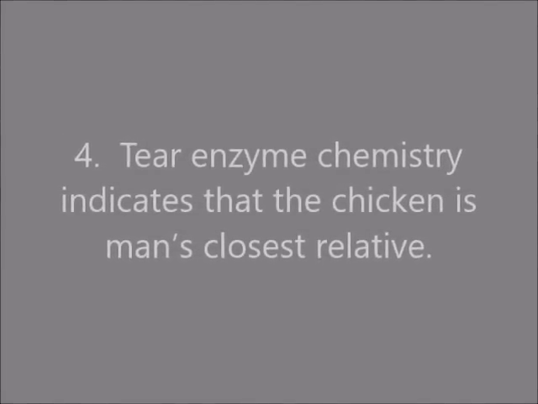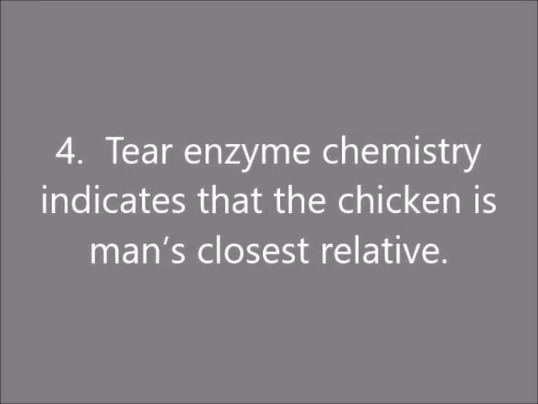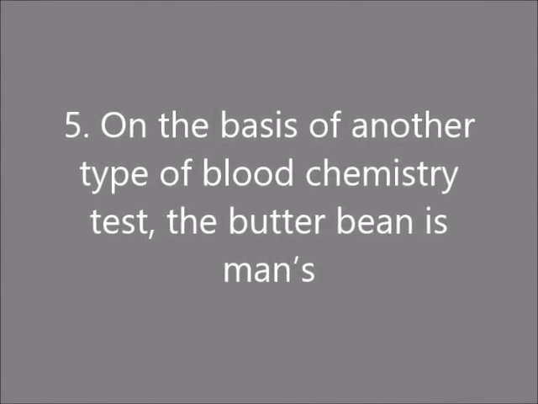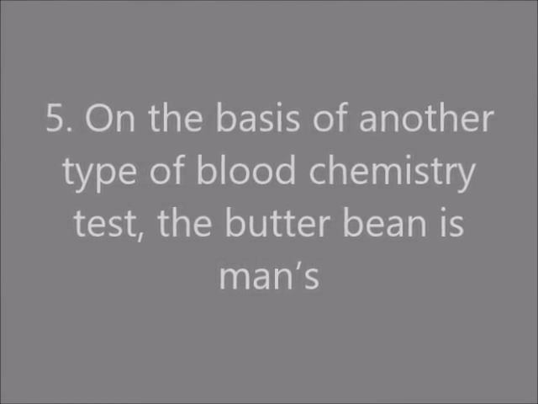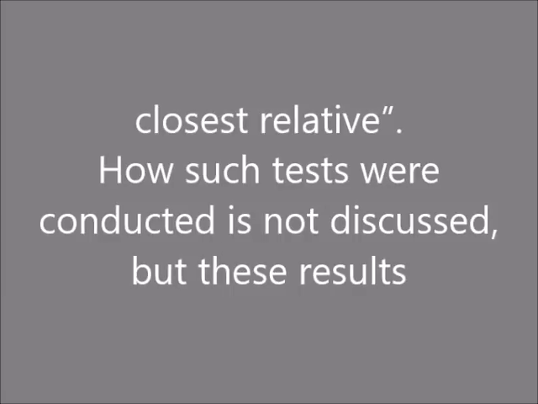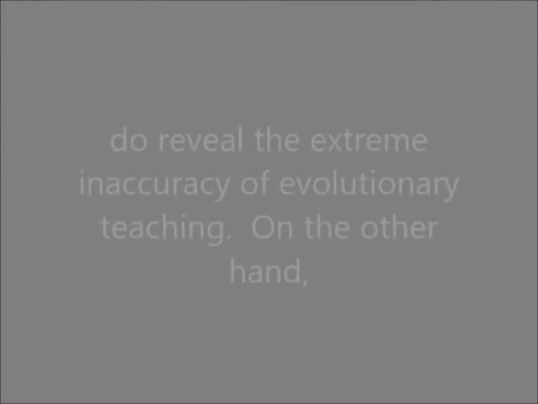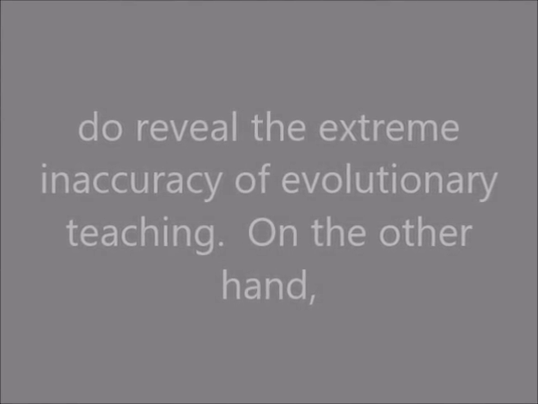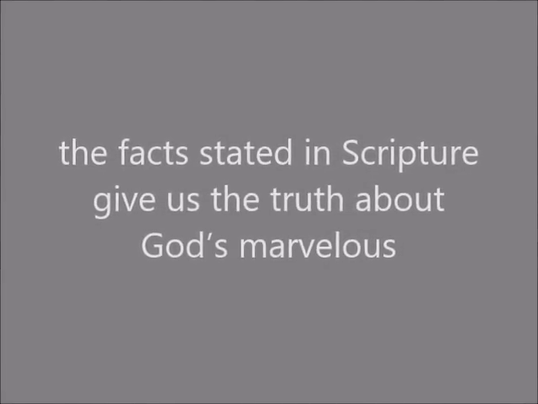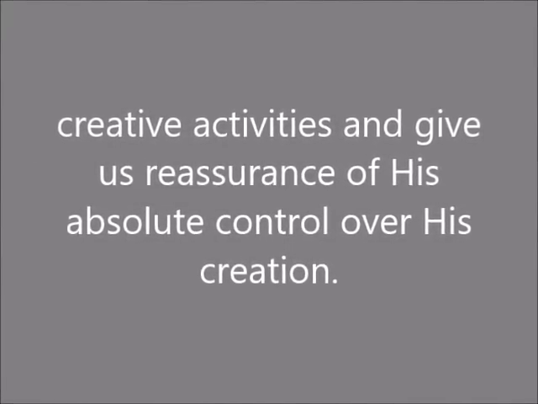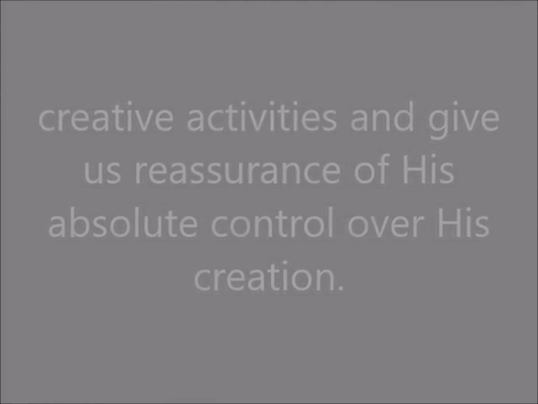4. Tear enzyme chemistry indicates that the chicken is man's closest relative. 5. On the basis of another type of blood chemistry test, the butter bean is man's closest relative. How such tests were conducted is not discussed, but these results do reveal the extreme inaccuracy of revolutionary teaching. On the other hand, the facts stated in Scripture give us the truth about God's marvelous creative activities and give us reassurance of his absolute control over his creation.